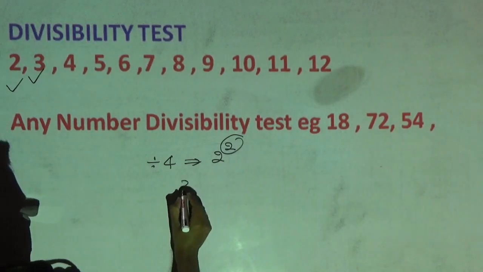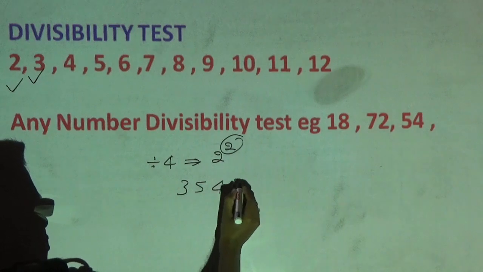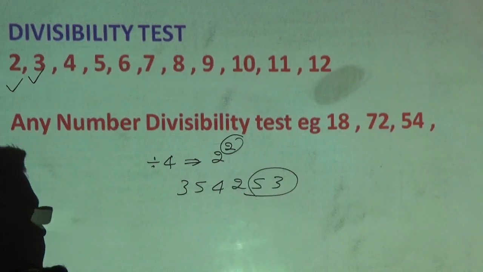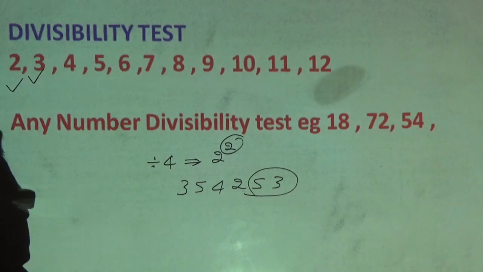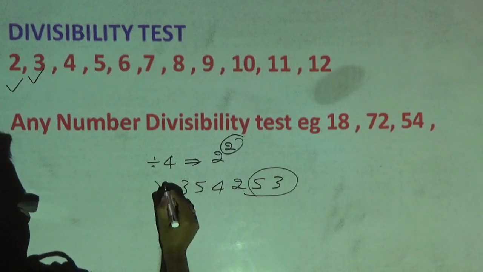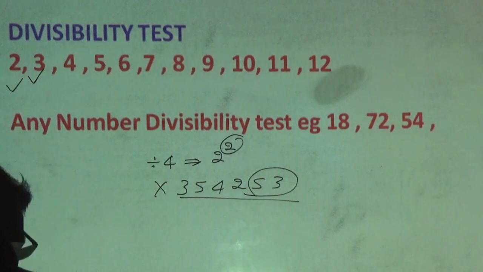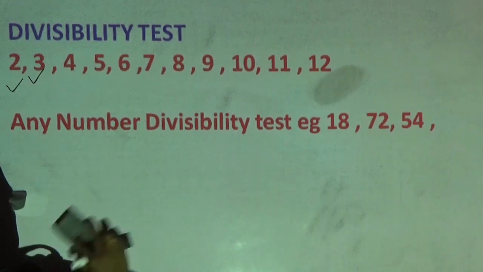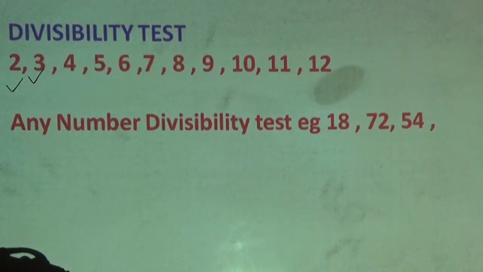Another example, 354253. Now, the last two digit number, 53, is not divisible by 4. Therefore, the entire number is not divisible by 4. If the last two digits are divisible by 4, then the entire number is divisible by 4. So, hope you understood how to check divisibility by 4.